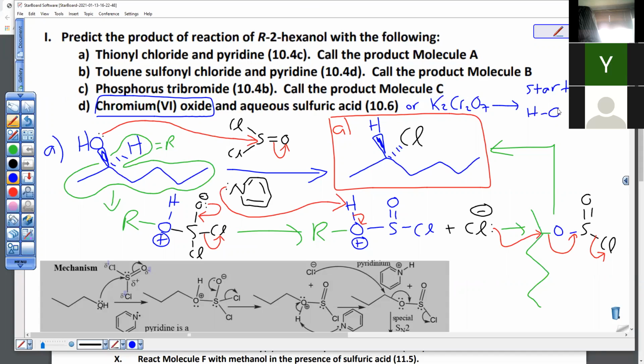You don't have to give me a mechanism for making chromic acid, just start with chromic acid. By the end of this course, you'll probably be able to figure out a mechanism for that. So you're going to have that, and you're going to be able to use your catalyst here, sulfuric acid, for future steps. Oh boy. And you're going to have water.